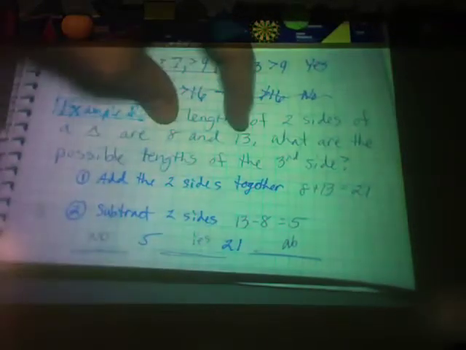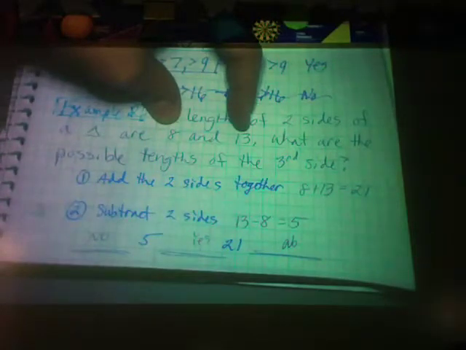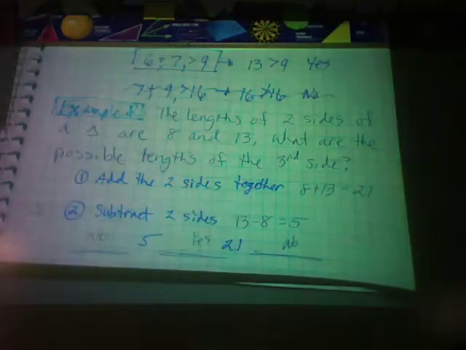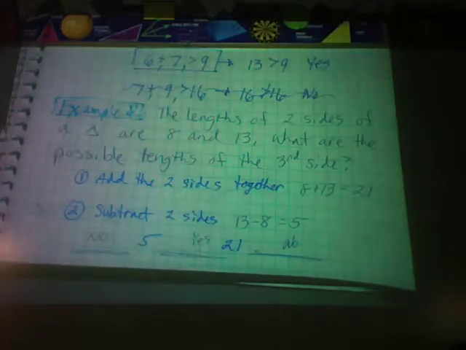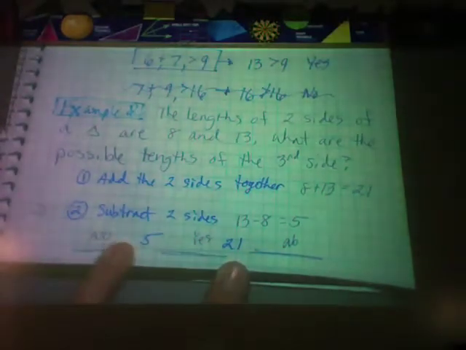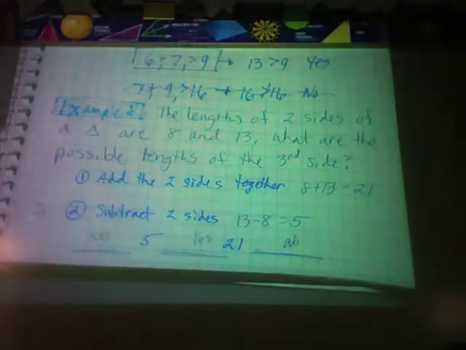Remember what 8 and 13 added up to? 21. Remember, that's how we got our answers of 5 and 21. We added them and subtracted them. And that's what you're going to do to get that range of values. So how do you write your answer?